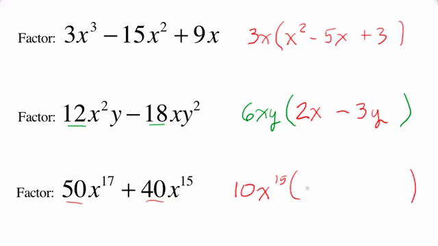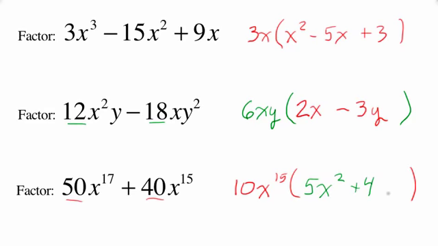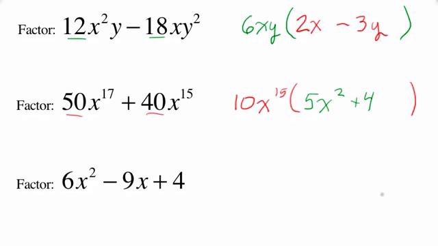50 divided by 10 is 5. X to the 17 divided by x to the 15 is x squared. Now 40 divided by 10 is a plus 4. And x to the 15 divided by x to the 15 is x to the 0, or just 1. I'm not going to write that at all. So this is actually my final answer. 10x to the 15 times the quantity, 5x squared plus 4.